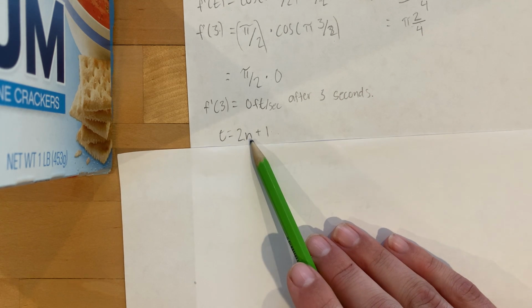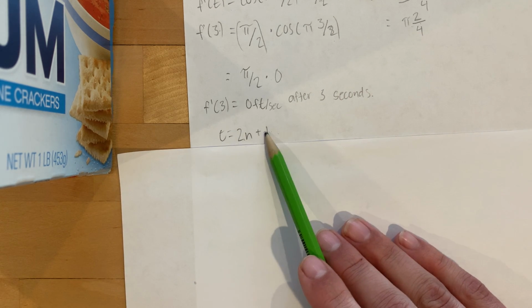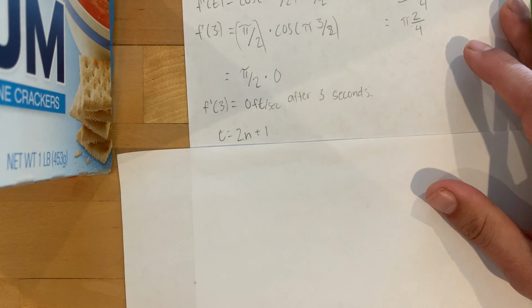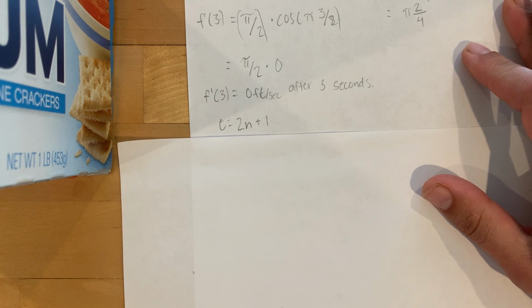0 is an interesting case, because if we multiply 2 times 0 plus 1, we're going to end up with pi over 2, and like we said before, at pi over 2, our velocity will equal 0.